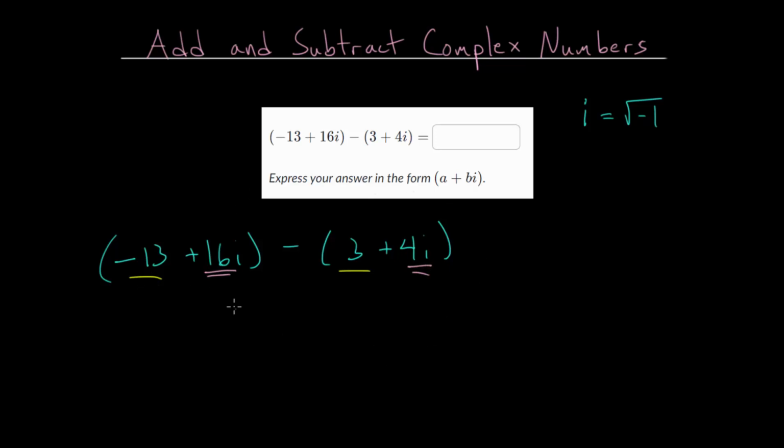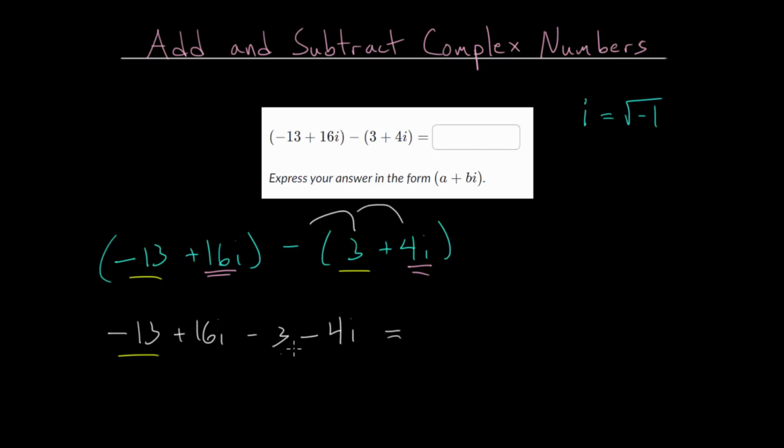Now, the first thing we should do before we start combining things is to distribute this negative. When you're adding, you don't have to worry too much, but we are subtracting this entire number here. So we are subtracting the real part, and we are subtracting this plus 4i. So let's distribute that negative. I'm just going to rewrite the first complex number without the parentheses. And then we're subtracting 3. So we're distributing this negative now, and we're also going to be subtracting 4i. So we have -3 minus 4i.